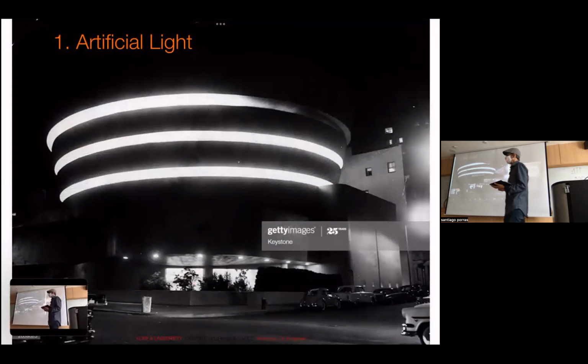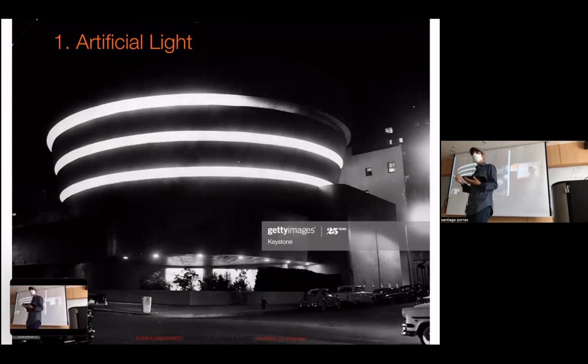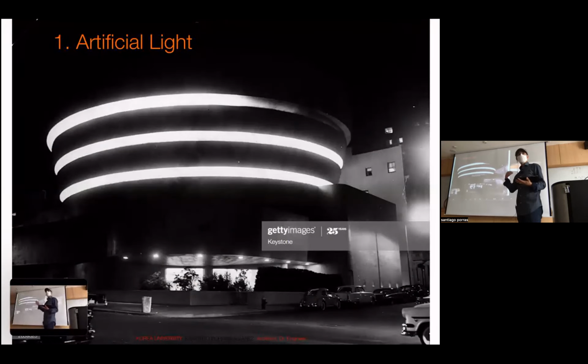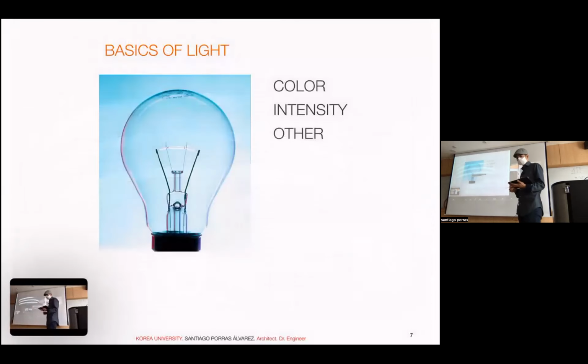Let's start with artificial light, with a famous old photo of the Guggenheim Museum in New York. Frank Lloyd Wright was very much conscious on how his buildings would look at night. That's the period of the golden age of artificial lighting, right? Just right after the Second World War, 1945, artificial light became the standard in buildings.